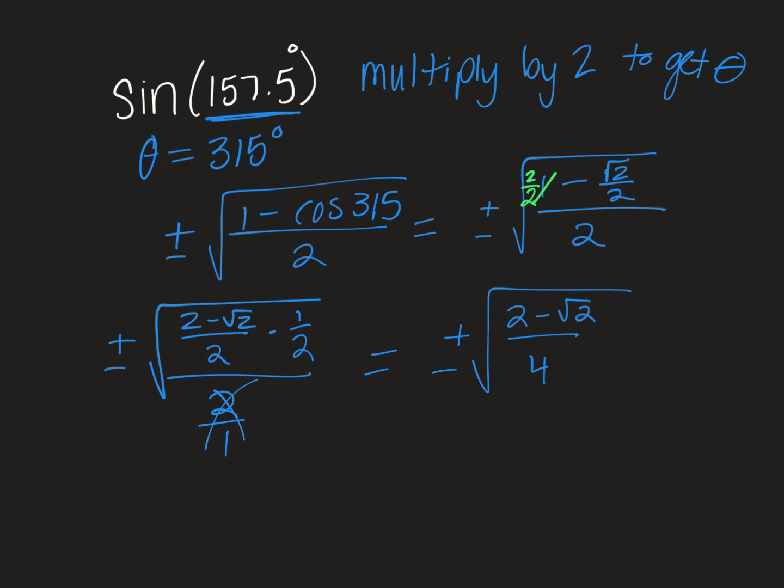All right. But let's go ahead and do a tangent since sine and cosine work exactly the same. So let's go ahead and do tangent of that 157.5. So again, step 1 is to do what? Multiply by 2. So our theta that we'll use is 315. So which formula would you like to use?